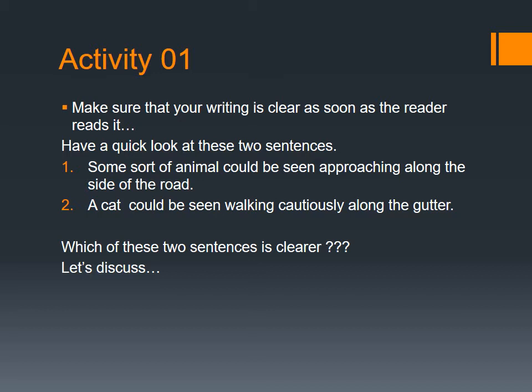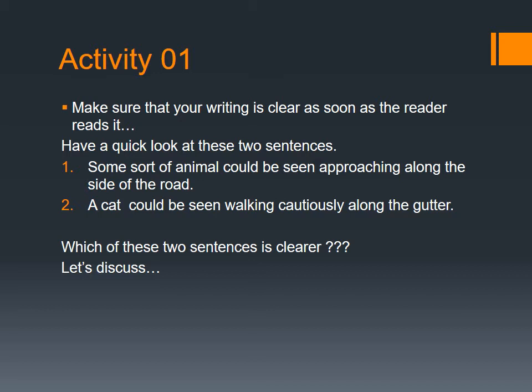Some sort of animal could be seen approaching along the side of the road. A cat could be seen walking cautiously along the gutter. So which is the clearest writing to you? Yes, it's up to you. Sometimes you might find the first one clearer, sometimes the second. But in general, I think the second sentence will be clearer than the first.